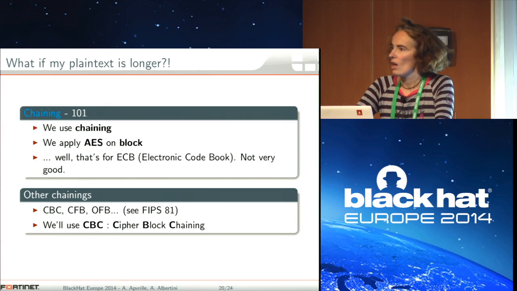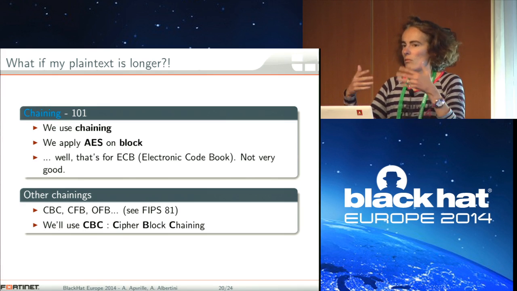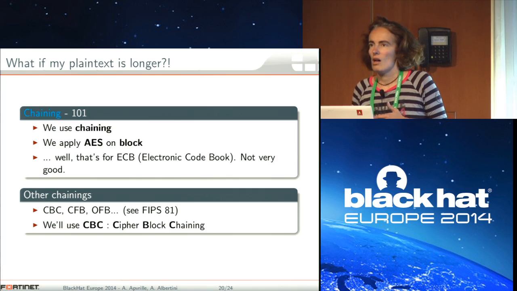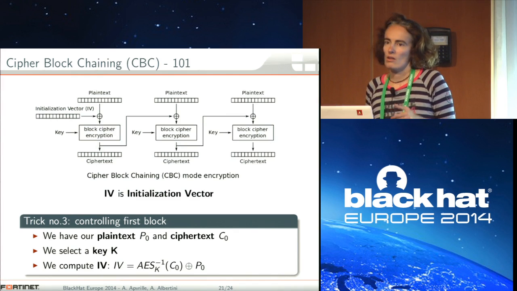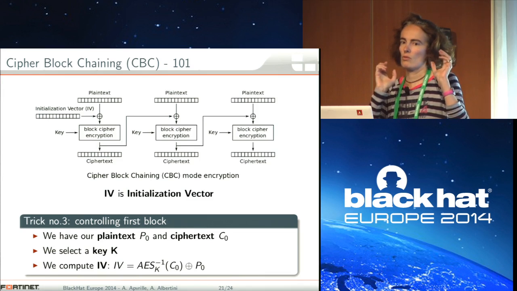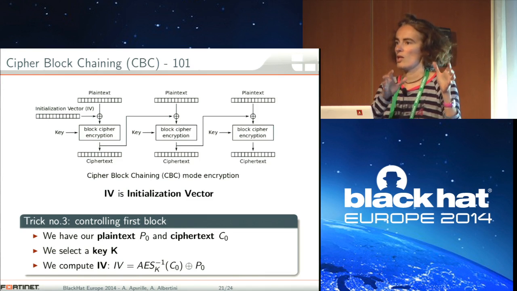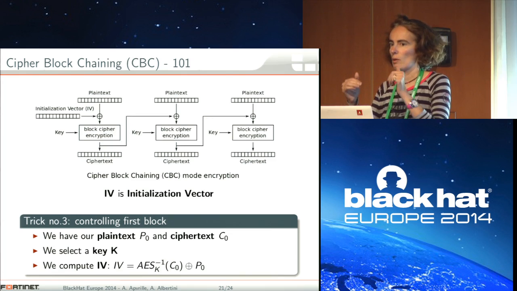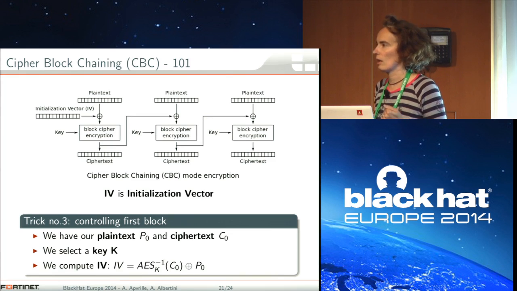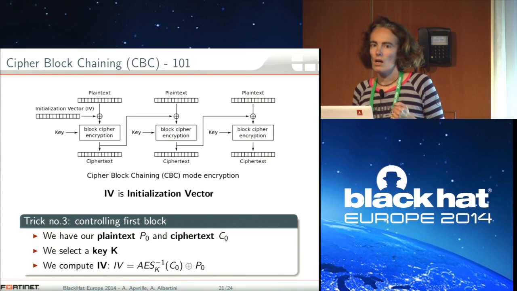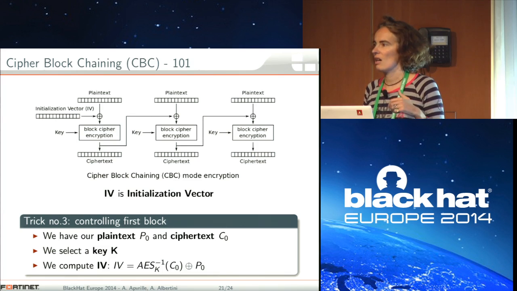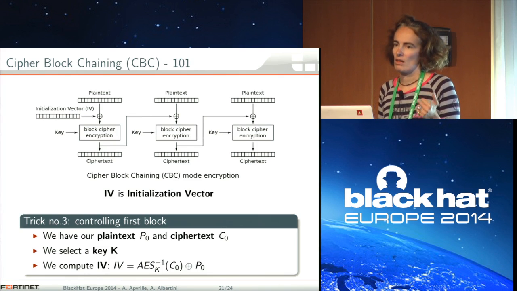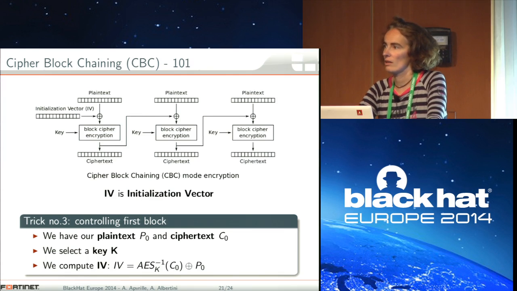In CBC, how it works is that the ciphertext for a given block consists in you take the result of the previous block and you XOR it with the plaintext of your current block. And that's how you get the ciphertext of the new block. So for the first block, you've got an issue because, well, you've got no previous block, so you're taking an initialization vector, the IV.